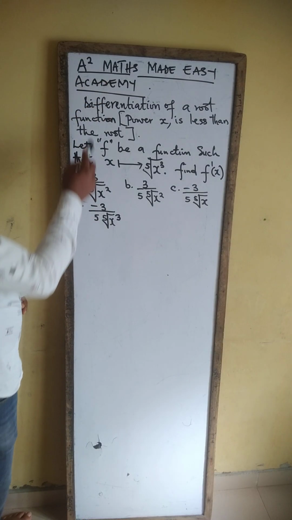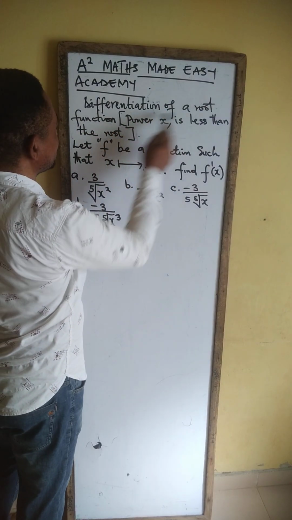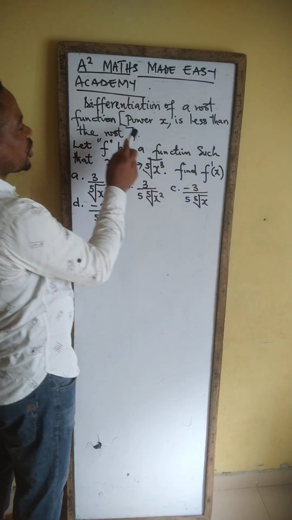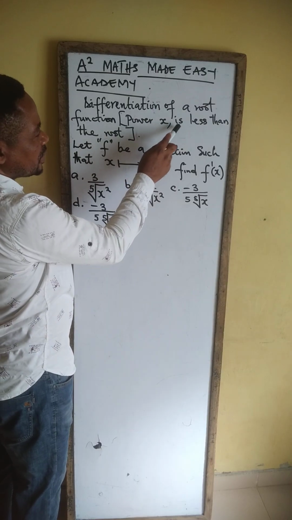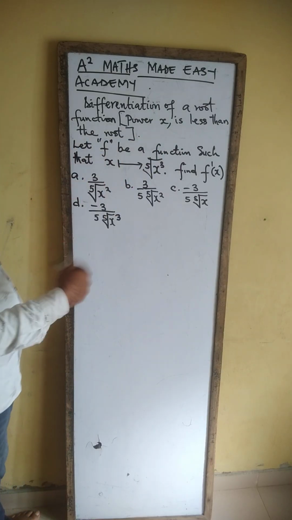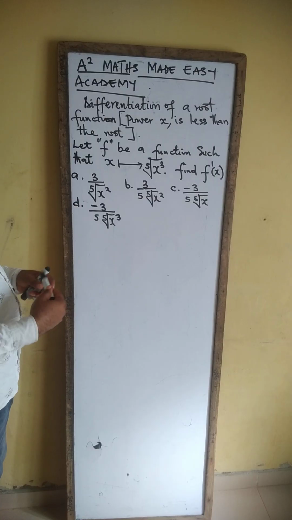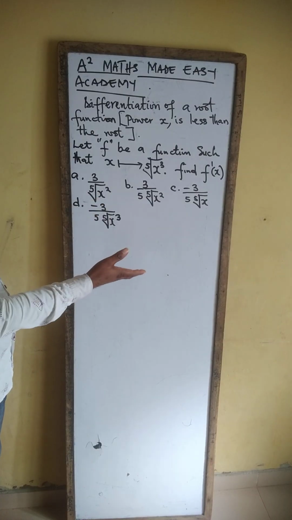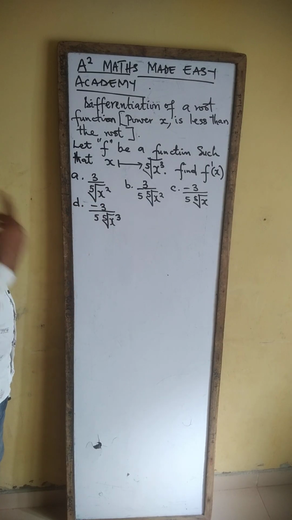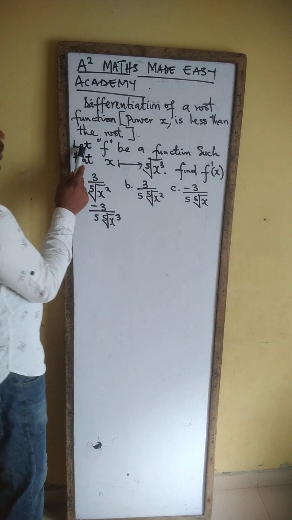Now the question says differentiation of a root function, and this function has to do with a power of x under the root. How do we differentiate it? I want to use what we call the normal method, then after the normal method, I will use the shortcut method. Now let's observe this question.